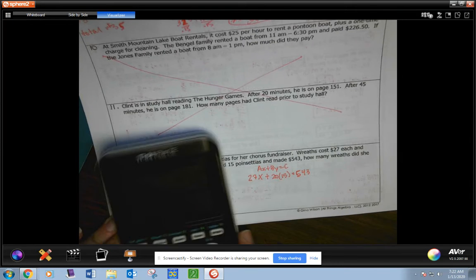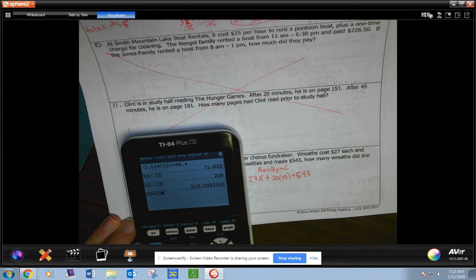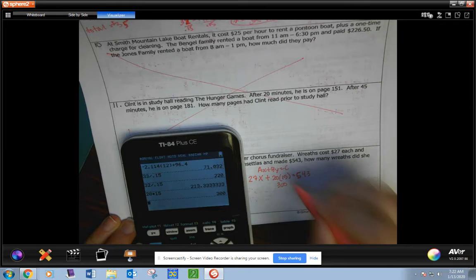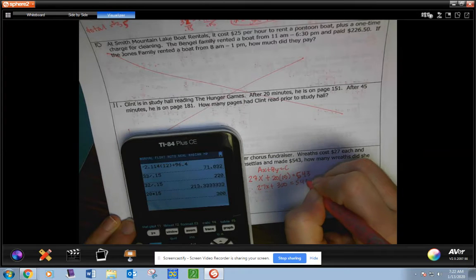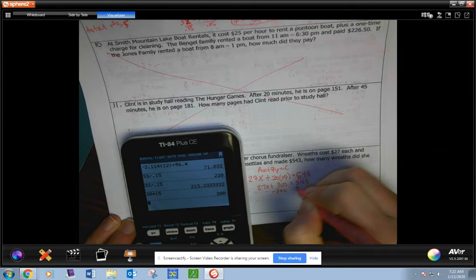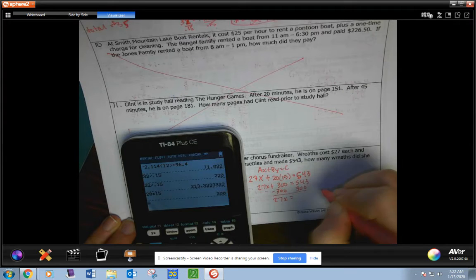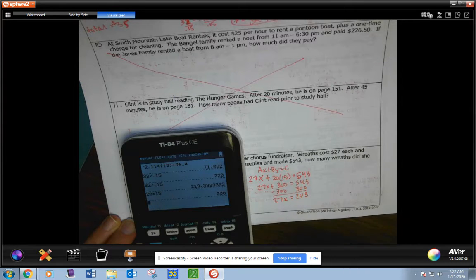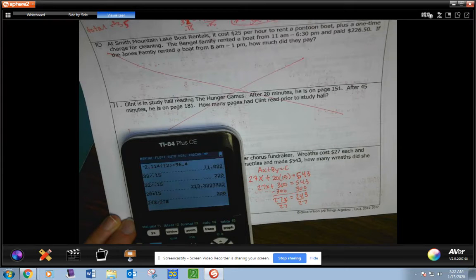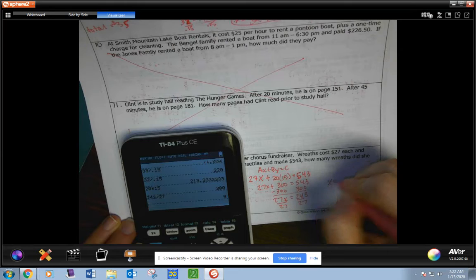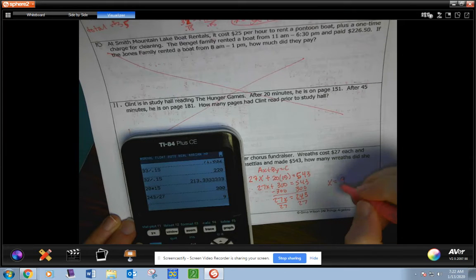So now you just have to work your math. So 20 times 15 gives me 300. So I have 27x plus 300 equals 543. I'm going to subtract 300, and that gives me 27x equals 243. And then I divide by 27, and that gives me 9. And since we're talking about finding how many wreaths, that would be 9 wreaths. Okay, moving to the next one.